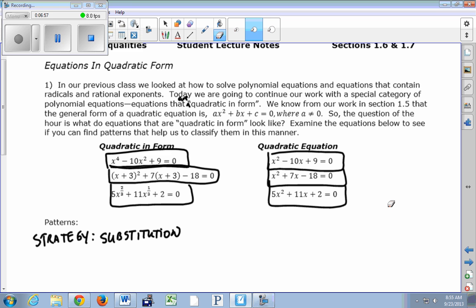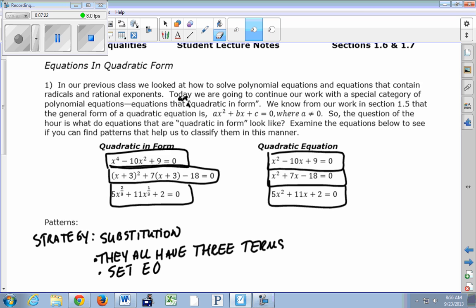Haley? They all have 3 terms, okay. The examples I gave you all have 3 terms, right? What else? How are you going to know from looking at the left side that it can be made into the type of problem like the right side? Julia? They're all equal to 0, yeah. Anything else that's going to give us a clue?